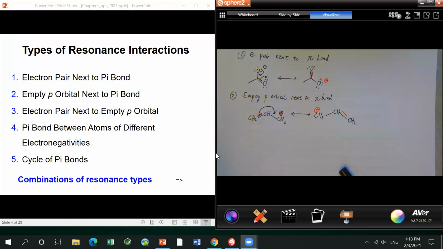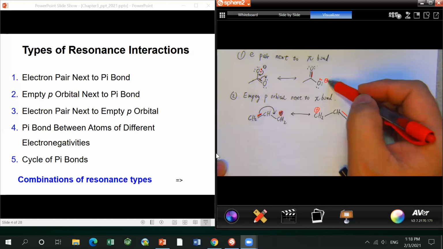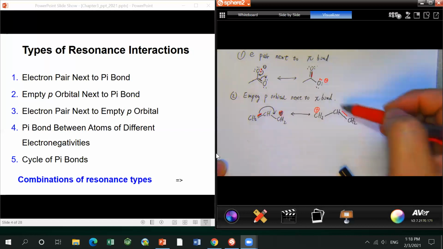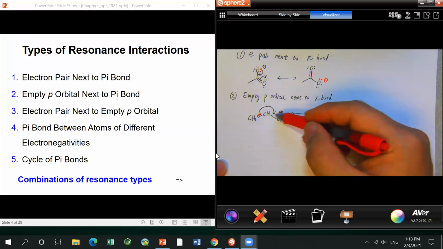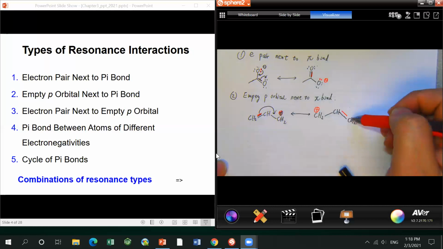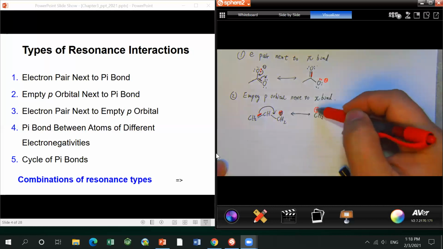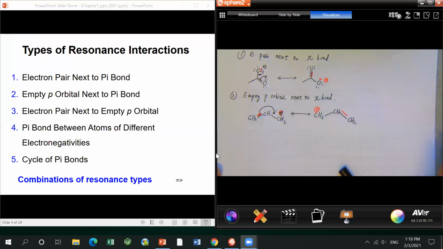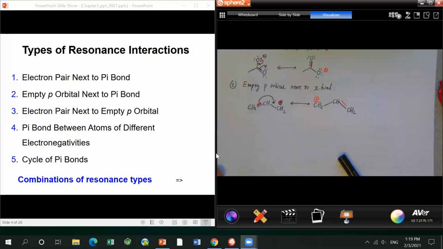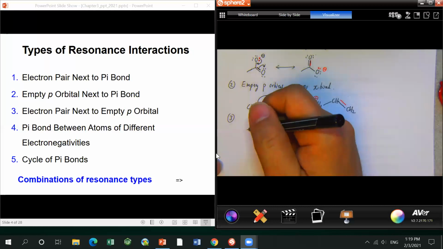Label the charge. Originally the top oxygen has a negative charge, and now the bottom oxygen has a negative charge. Similar thing for the bottom one. Originally the last carbon has the positive charge, but now it gains one electron, and the other last carbon loses one electron and becomes positive. So overall the charge should be the same. Thank you for catching that. So that's the third case: electron pairs next to an empty p orbital.